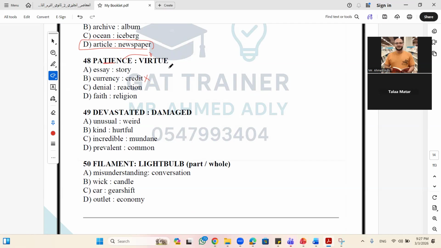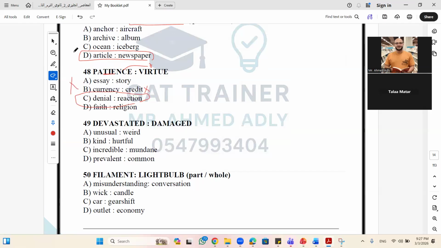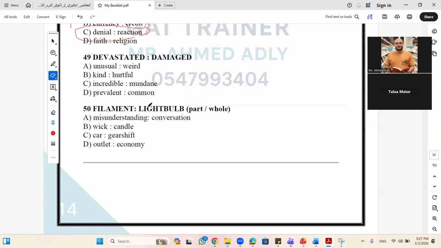It means fadila. Like denial is a reaction. Denial is a type of reaction because we have different reactions. Like we have different virtues, like honesty, for example, like generosity. Good. Devastated and damaged. Unusual and weird. So here, unusual and weird. Good.